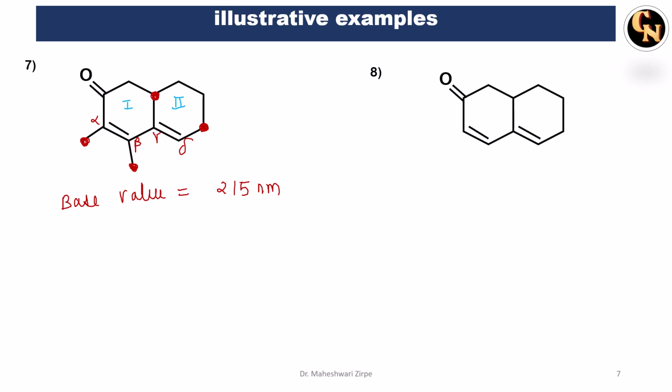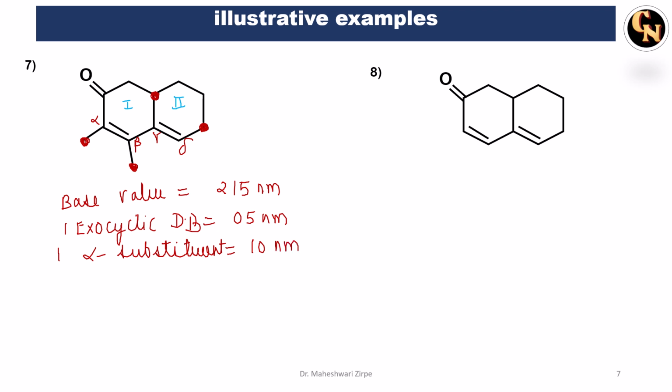So let us add one exocyclic double bond. So it is 0.5. Then what else? We have one alpha substituent. How much are you going to add? For alpha we add 10 nanometers.